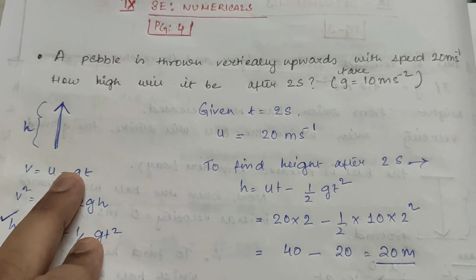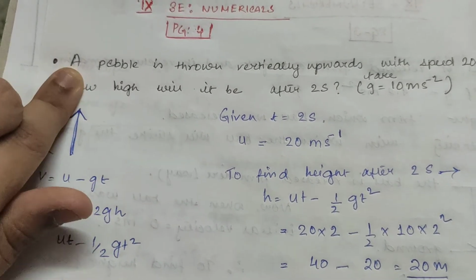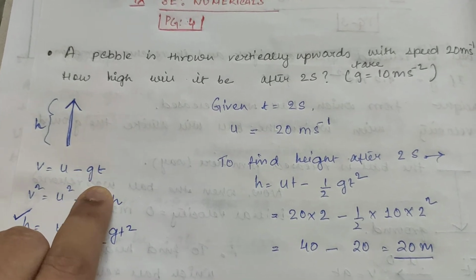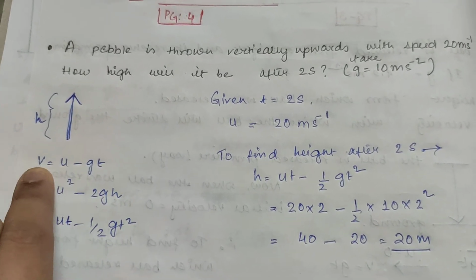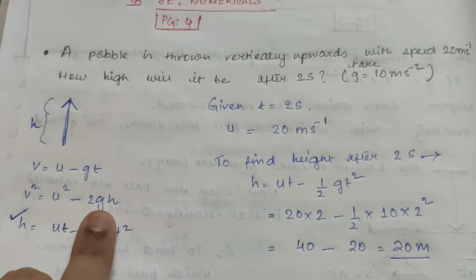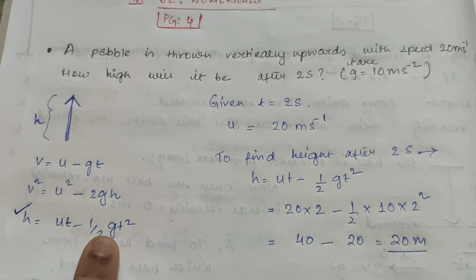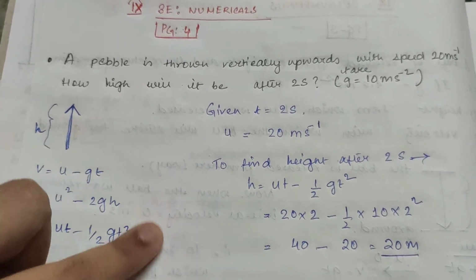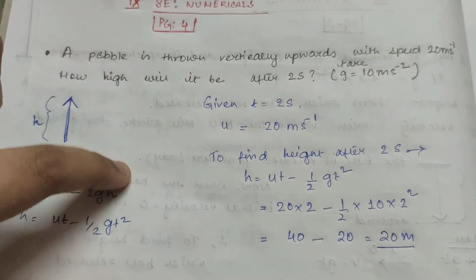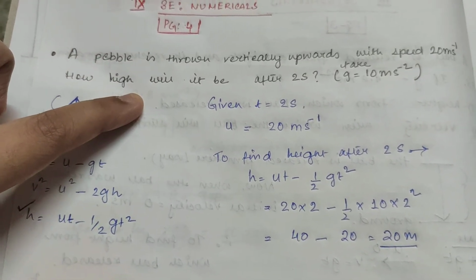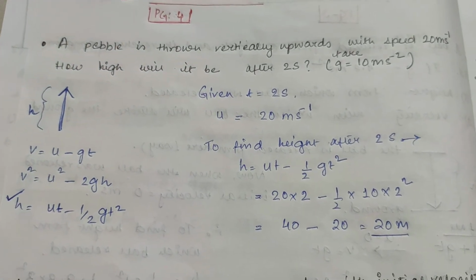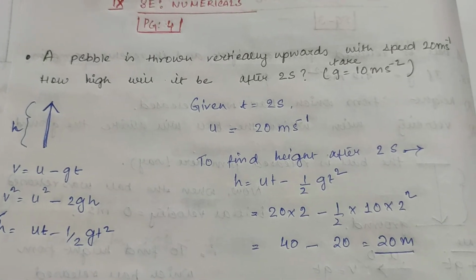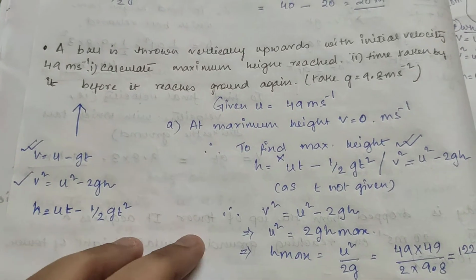Now notice the equations. Why have I placed minus? Because the pebble is thrown upwards. When a body is thrown upwards, G will be minus G. V equal to U minus GT, V square equal to U square minus 2GH, H is equal to UT minus half GT square. The three equations of motion take the form like this. If it is thrown downwards, plus G, upwards, minus G. Okay? I have explained also the reason why we take plus G, minus G, in the video lesson. Okay? Now see this sum.